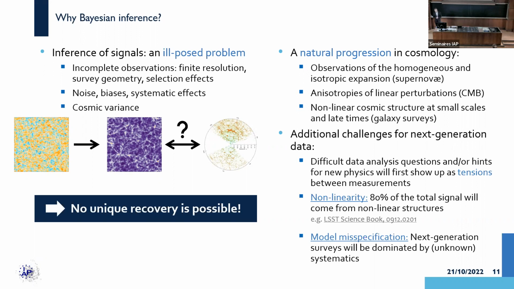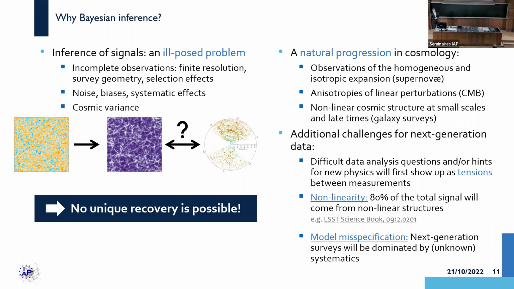Some additional challenges for next generation data mean that the difficult data analysis questions, or the hints for new physics, will always first show up as tensions between measurements. And we will need to characterize these tensions. Are they real physical effects? Or are they artifacts due to flaws in our analysis, essentially?